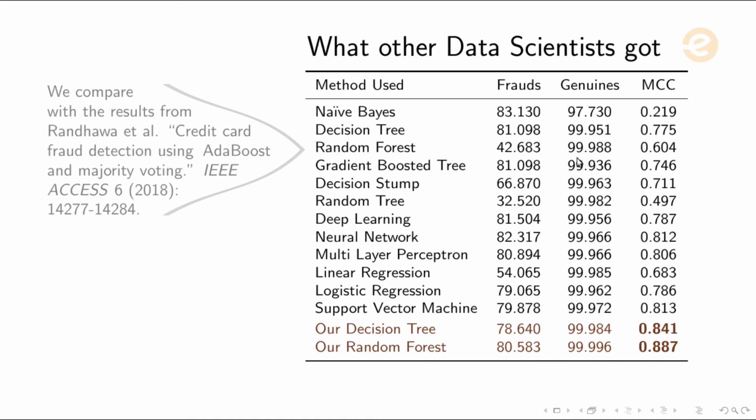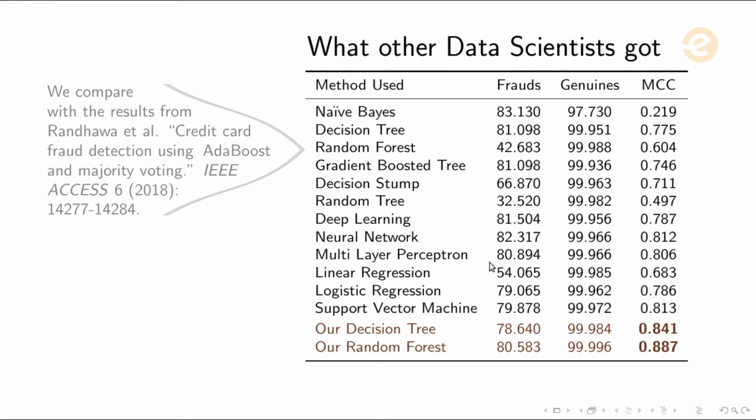988%. Random forest, interestingly, gave the best classification on the genuines, but it gave very low classification on the frauds. So that's very unlike what we did. From our decision tree, we got 99.98% on the genuines and 78.64% on the frauds.